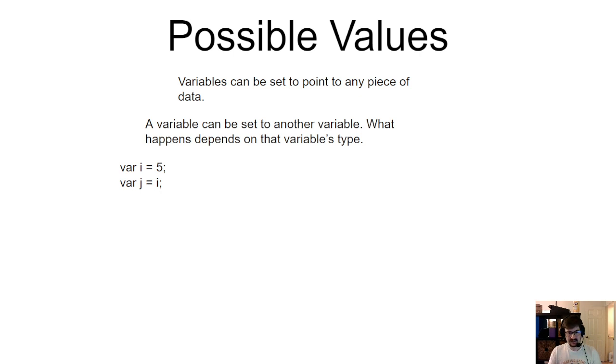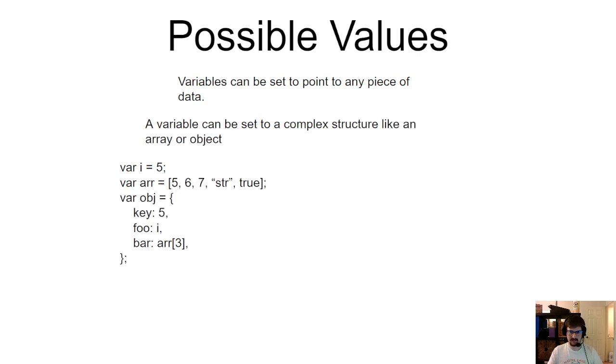So in this case, because i is a primitive value, that 5 gets copied over into whatever location j points to. So now i and j are pointing at different memory locations that just happen to have the same value. And if you change j, you won't change i.